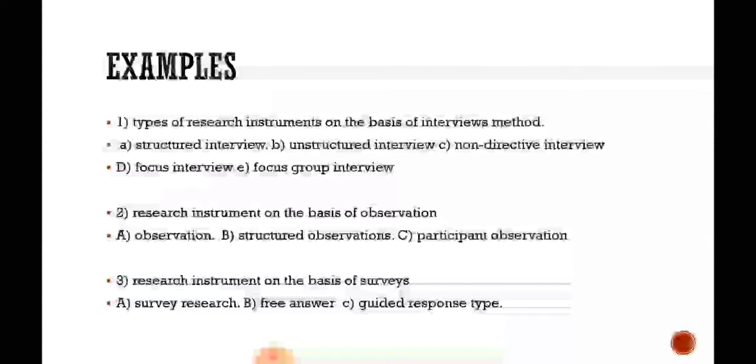The second example is the research instrument on the basis of observations. Observations are further classified into three categories: observation method, structured observation, and participant observation. The third one is the research instrument on the basis of surveys: survey research, free answer, and guided response type. These are the three examples of different research instruments that can be applied while doing research work.